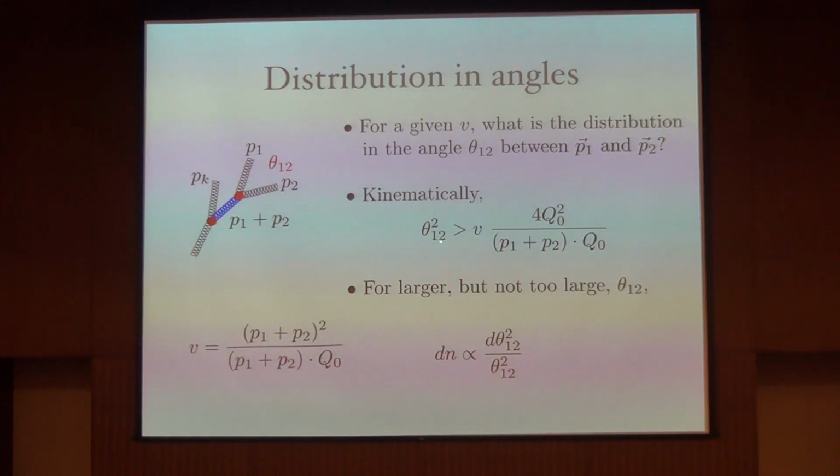So as soon as you get to theta 1, 2 larger than that, but not extremely large, then you can ask what's the distribution in angles, and it's d theta squared over theta squared. In fact, d theta squared over theta squared is what gave me a logarithm.